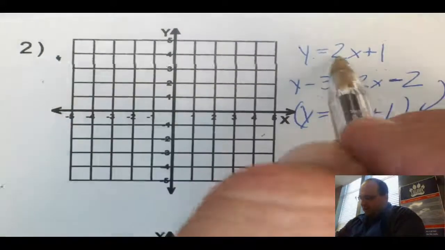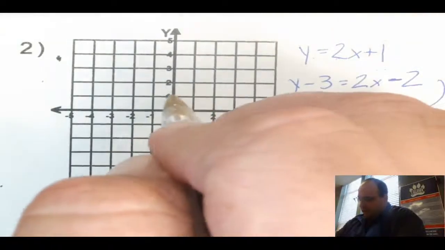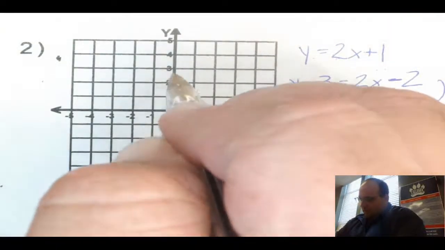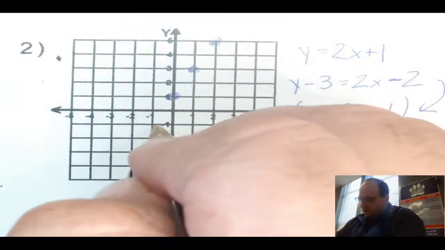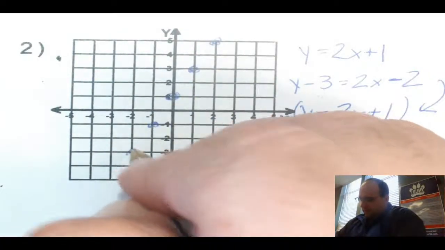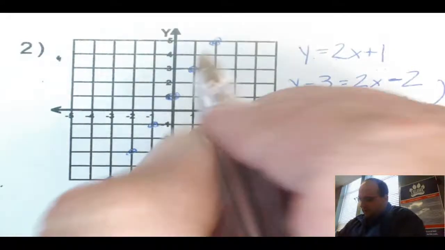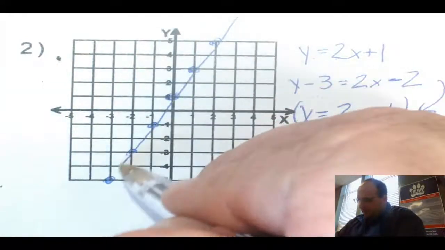So I'm going to graph that first line. I'm going to go to the y-intercept of 1. I'm going to go up 2 and right 1, up 2 and right 1. I'm going to go down 2 and left 1, down 2 and left 1, down 2 and left 1, because that's the opposite. I'm going to graph that line for you.